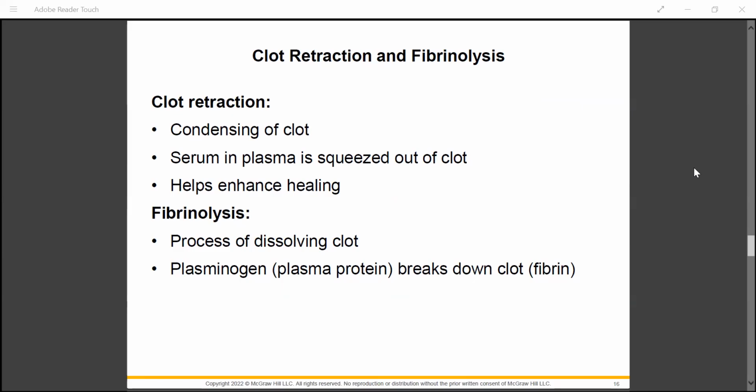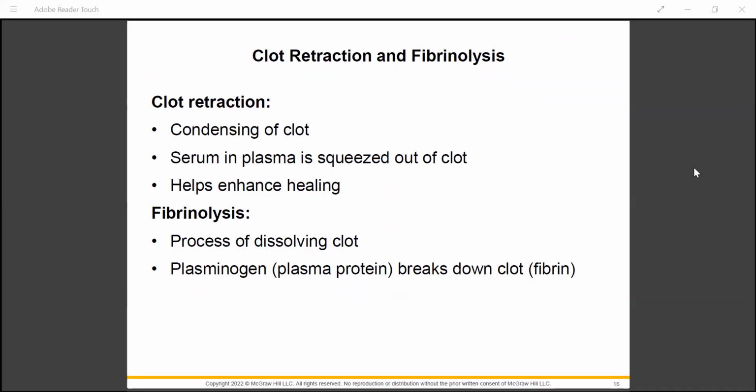So clots are great when we need them, but we don't want them there forever, so we need to be able to get rid of them. So clot retraction is the term for getting rid or condensing a clot. And so we just said our clot ends up kind of like a gel. And then we have serum within our plasma, which is purely the water portion, and it is going to be squeezed out of that clot. So our gel is going to have the water squeezed out of it. It's going to dry it out, and that's going to help the actual healing process.